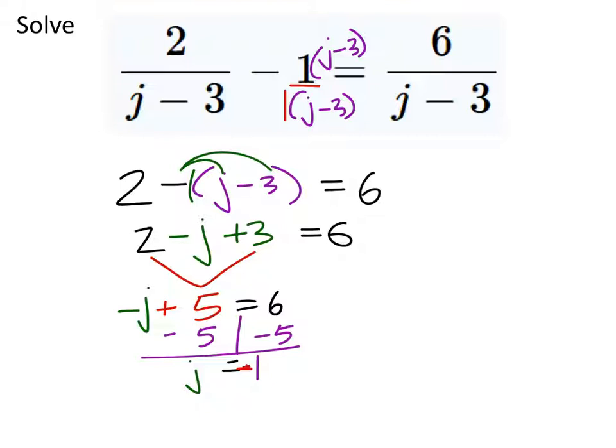And yes, again, you would want to check. So j equals negative 1. Now again, I mean, you should check as well, right? Was there any excluded values from the domain on this one? 3, but it's not part of our solution set anyway, so we're in good shape there.